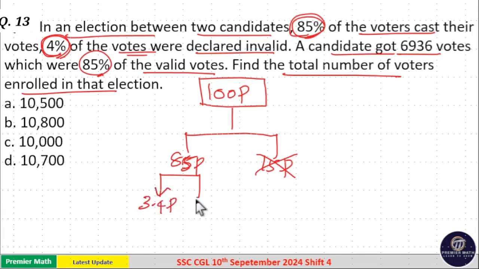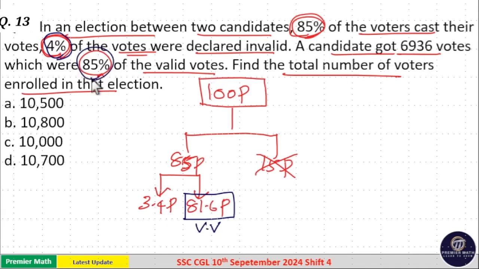Now remaining is equal to 85 minus 3 is equal to 82. 82 minus 0.4 is equal to 81.6. So, total valid vote is equal to 81.6 part. That is, here out of this 85 part, 4% is declared invalid, which means remaining 96% is this 81.6 part, which is the total valid vote.